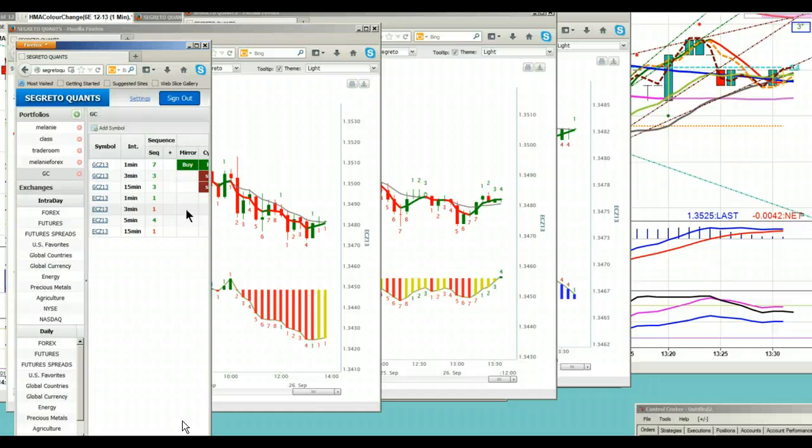Maybe my buy signal will come in when this finally turns to green. So now I have things that are in sync. The buy will come in, the 15-minute will go green, my 5 will be green, and I'll buy. So you can sync up any 2 time frames.